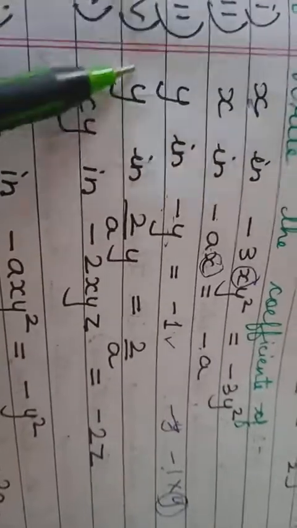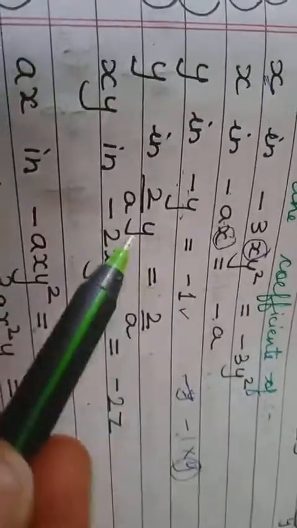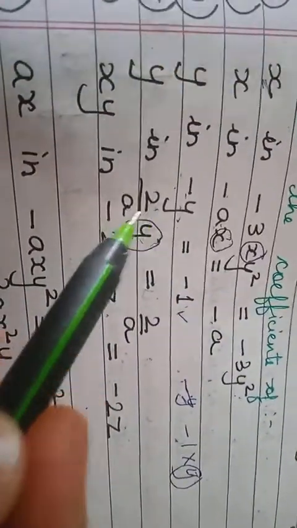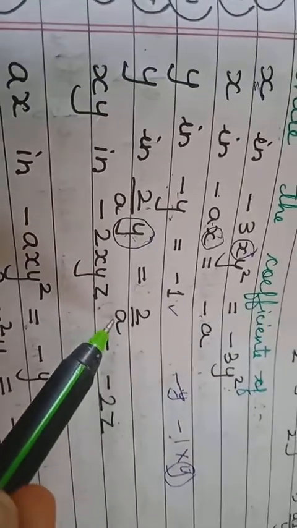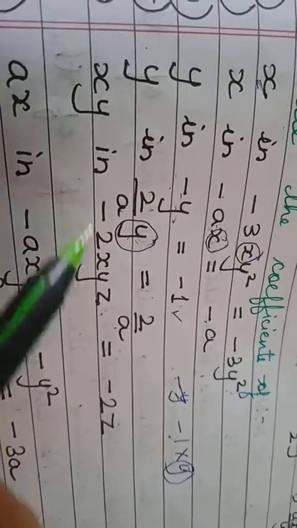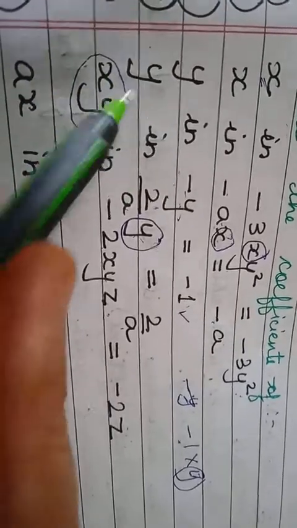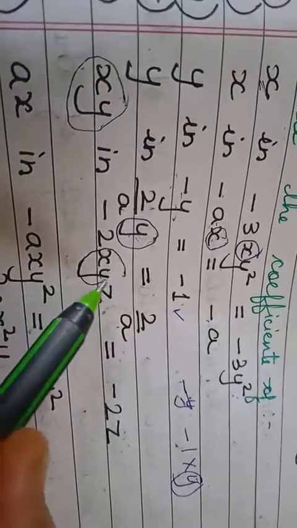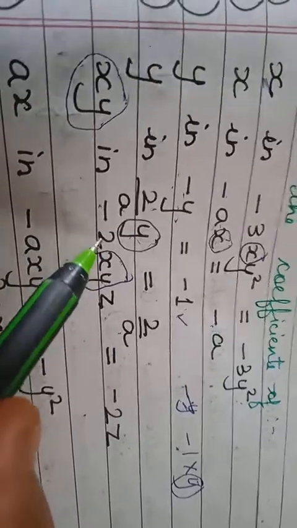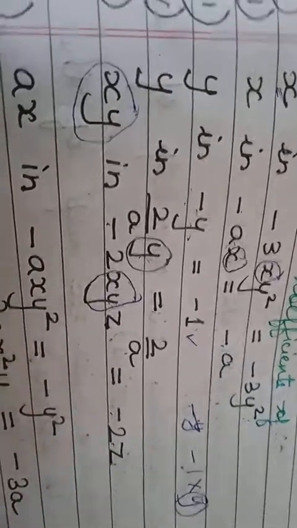Okay. y in 2 by a y. So circle y. What is left? 2 by a. So write 2 by a. xy in minus 2xyz. Now I have to find the coefficient of xy. So circle xy. What is left? Minus 2z. Minus 2z.